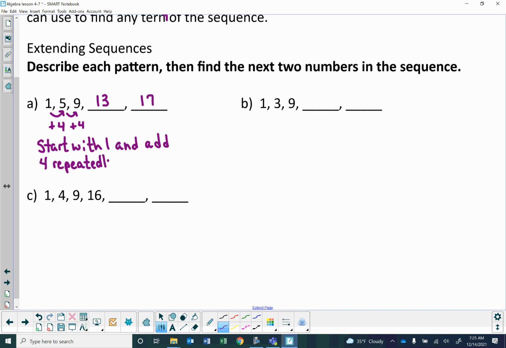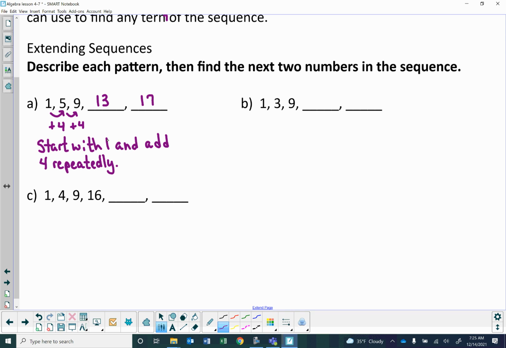You need to make sure you tell me the number you start with, because if you started with 3 and add 4, you're going to have a totally different sequence than if you started with 1 and then add 4. So you tell us the starting number. I'm going to start with 1, and then I'm going to add 4 repeatedly. A lot of people like to say, oh, you're just going to add 4 to the previous term. Well, then you have to know what the previous term is. So if you tell me what the beginning term is, then we know what the pattern is.